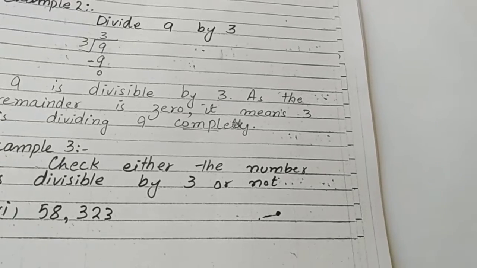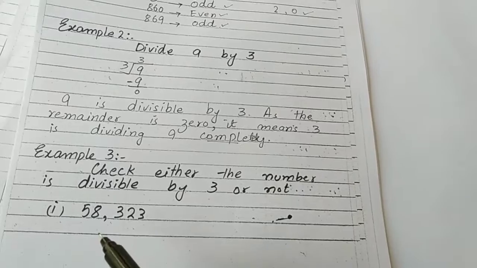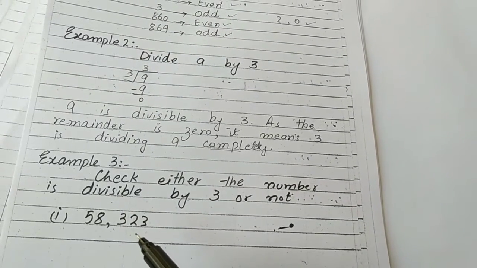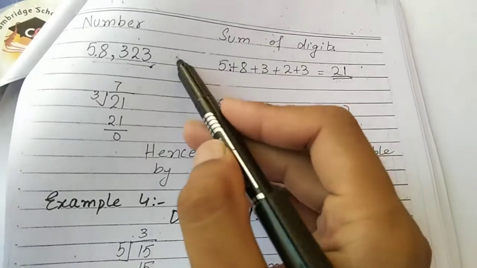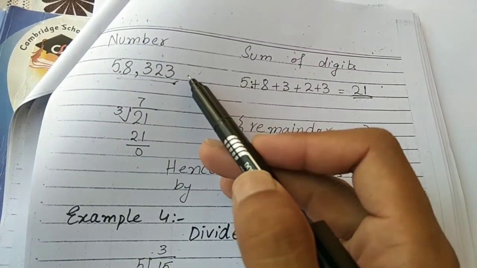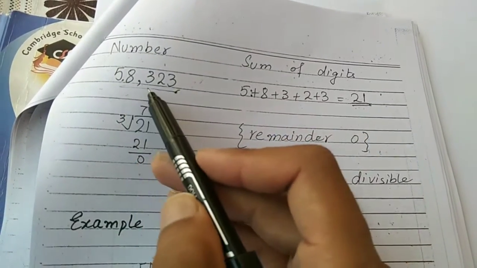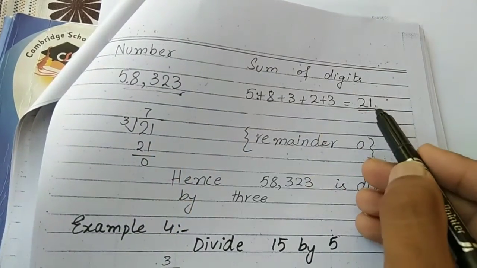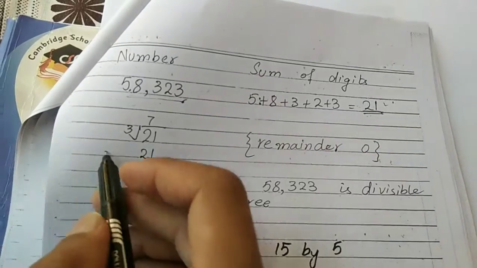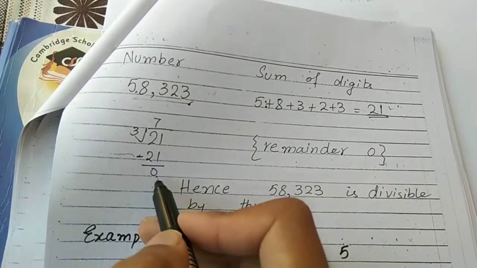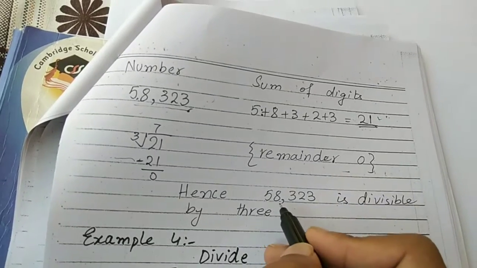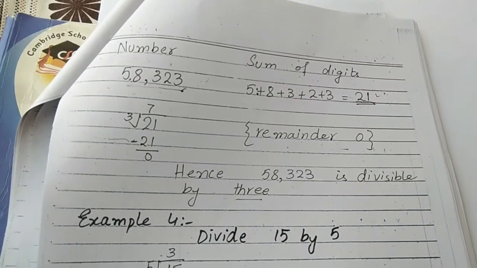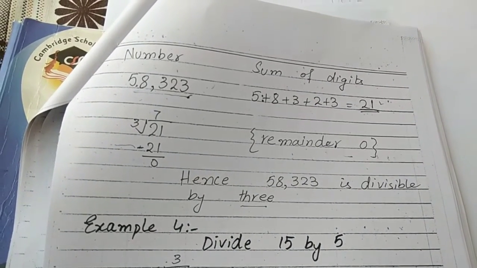Next, in example 3, we have to check whether the number is divisible by 3 or not. Part 1 is 58,323. The basic way to tell whether a number is divisible by 3 is to sum its digits first. So here we sum 5 plus 8 plus 3 plus 2 plus 3, which is equal to 21. As 21 is divisible by 3 completely, 3 sevens are 21, so the remainder is 0, hence 58,323 is divisible by 3. So this is the basic concept for checking whether a number is divisible by 3.